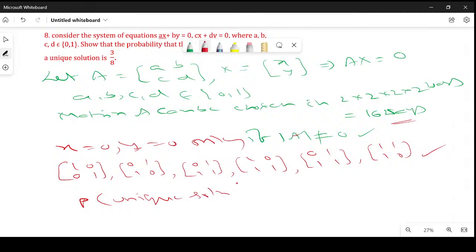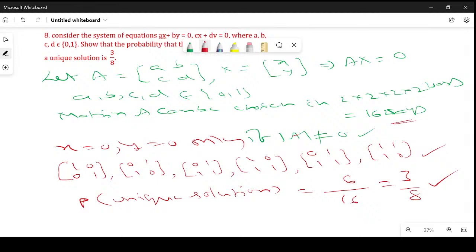When they are asking for the probability of a unique solution, it is equal to the favorable cases over the total of 16 matrices. In that, determinant not equal to 0 we have 6. So 6 by 16, which is 3 by 8. That is what they asked us to prove. Simple one. If you think, you get it easily, but it is most important, an expected question.